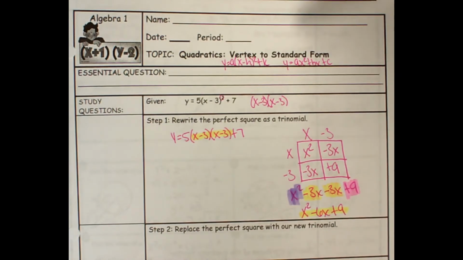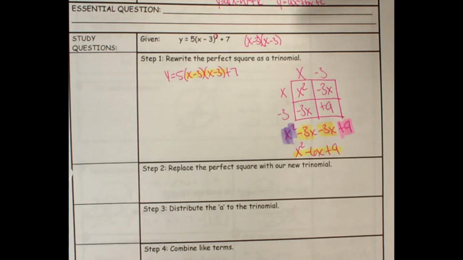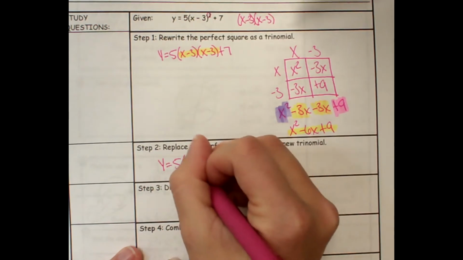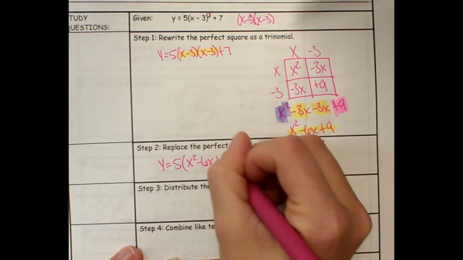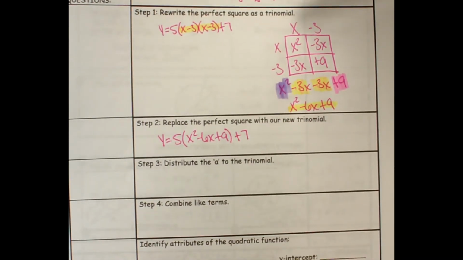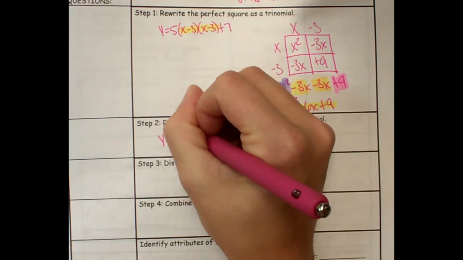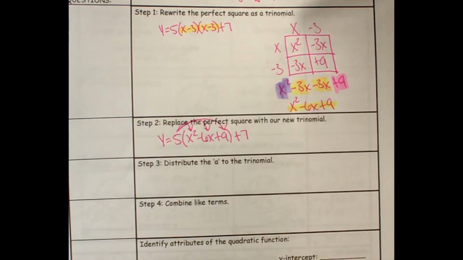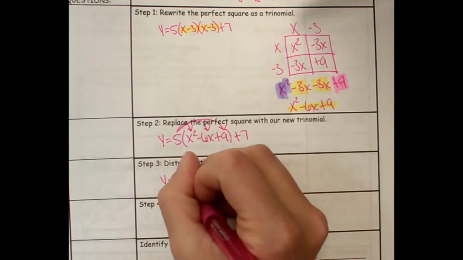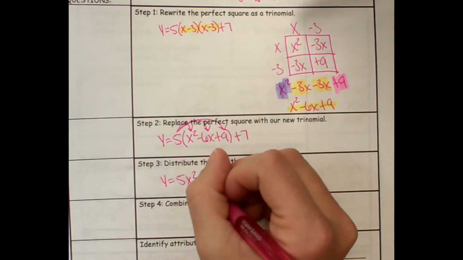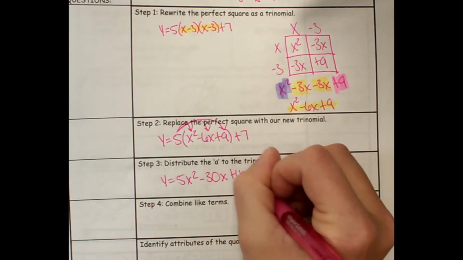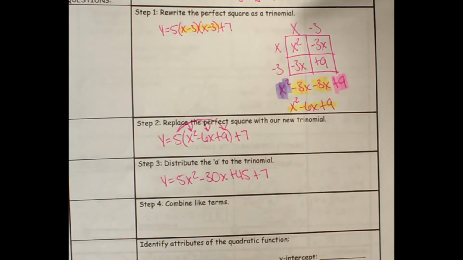So if we replace it, like step 2 says, replace the perfect square with our new trinomial, we get that y is equal to 5 times (x squared minus 6x plus 9) plus 7. So we've replaced it. Step 3 says you want to distribute the a, which remember your a in this case was the 5. So once you do that, you get 5 times x squared is 5x squared. 5 times negative 6 is negative 30. Then don't forget your x. 5 times 9 is a plus 45. And then we still have our plus 7 at the end.